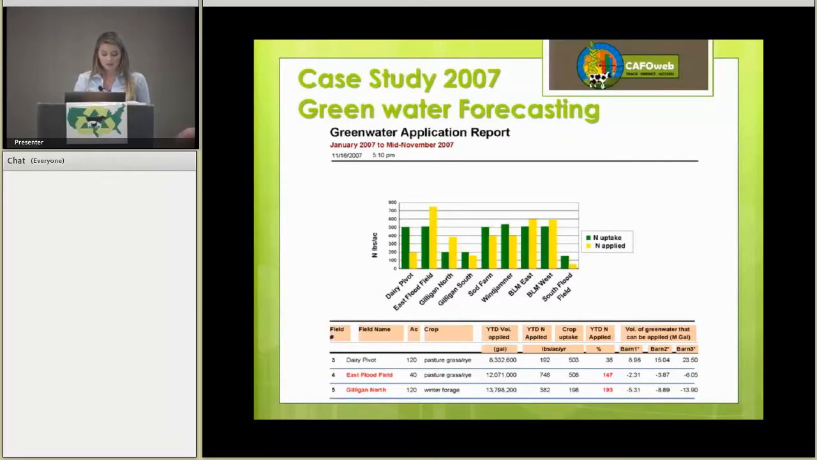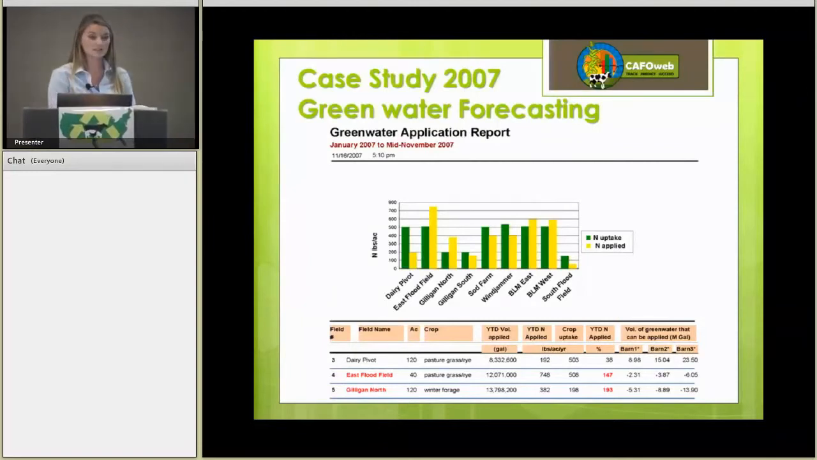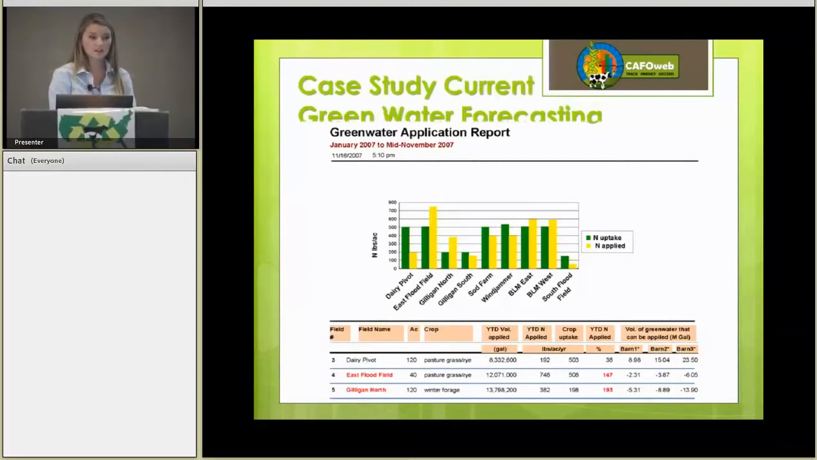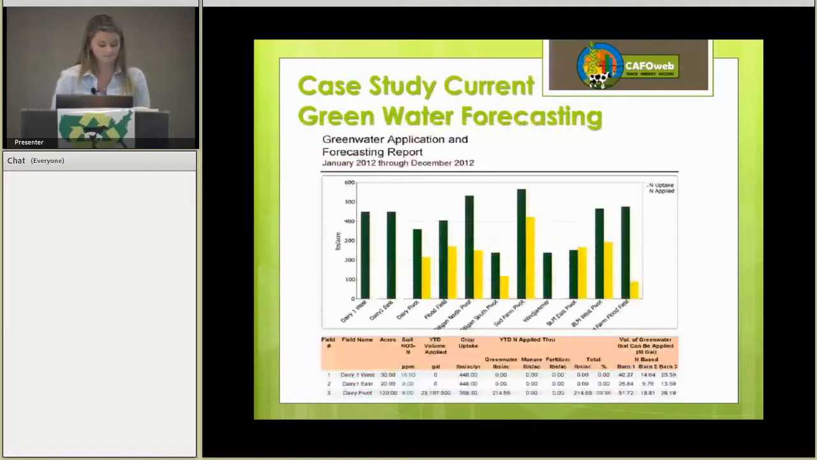The table across the bottom gives you this information in numerical value. So as we saw, the dairyman had over-applied to 4 fields, the East Flood Field, the Gilligan North, and the BLM East and West. And so on that graph, we see that as the yellow bars being higher than the green bars.